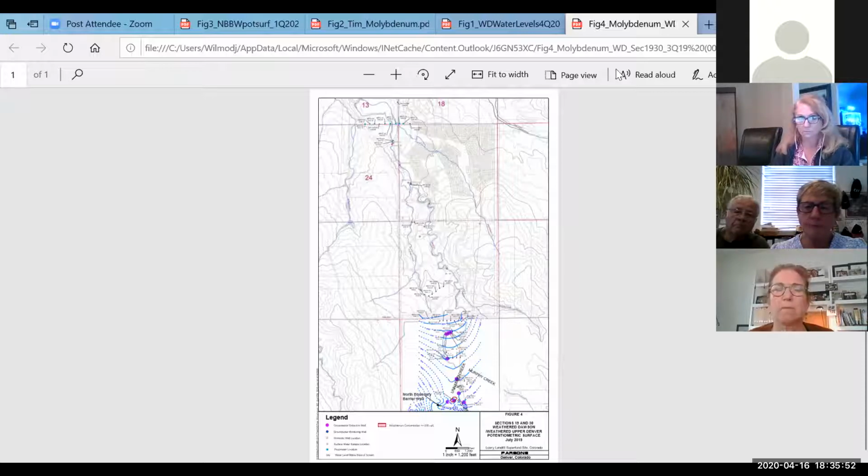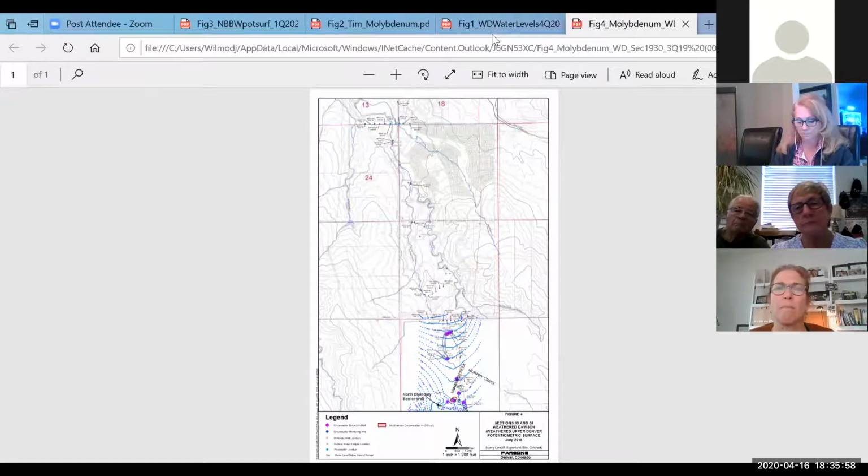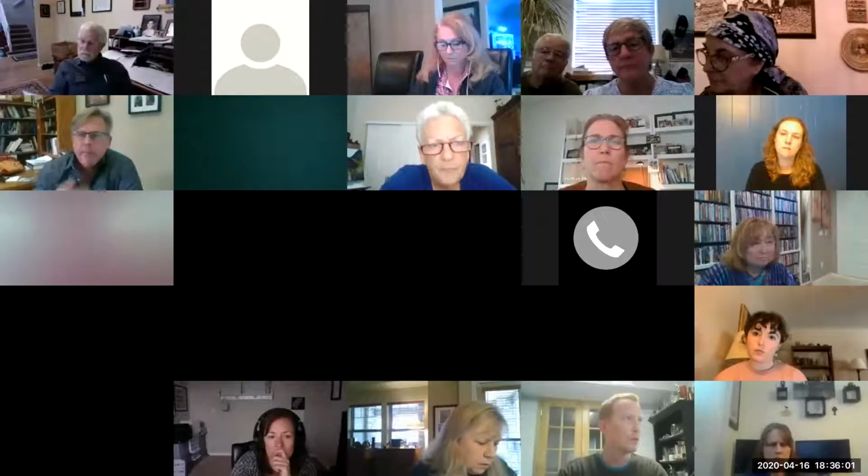this is very far away from leaving Denver property, and given the capture of the extraction well is not likely to occur. And then just lastly, I want to bring up this last figure, and then I'll talk a little bit more about additional data and where to go.